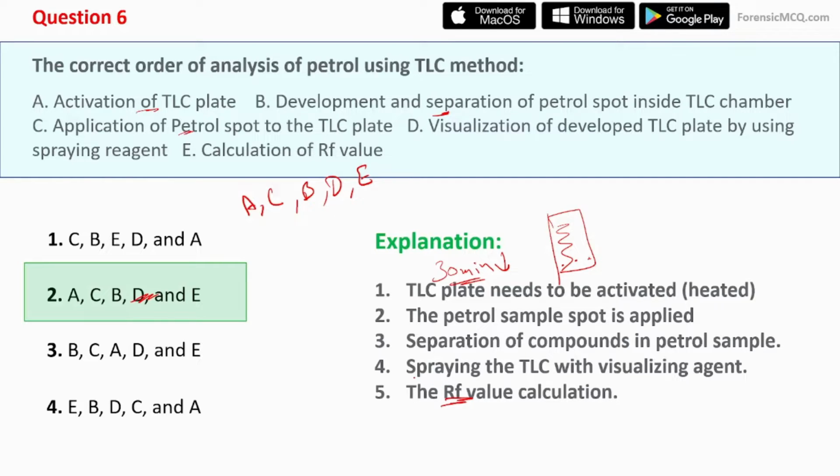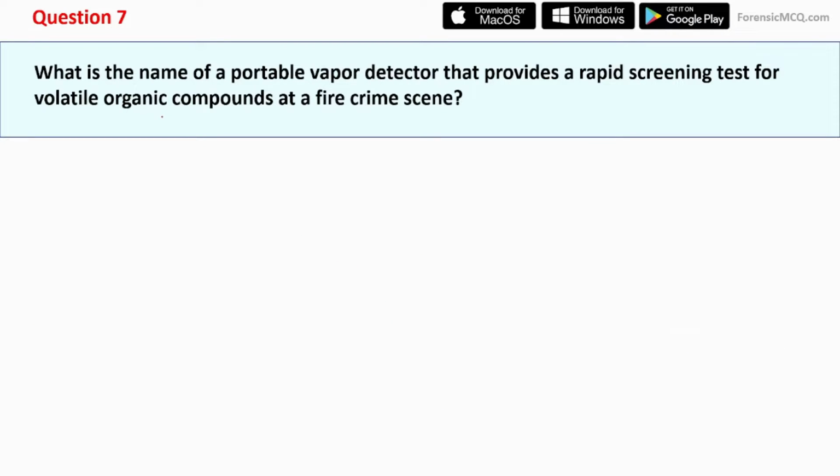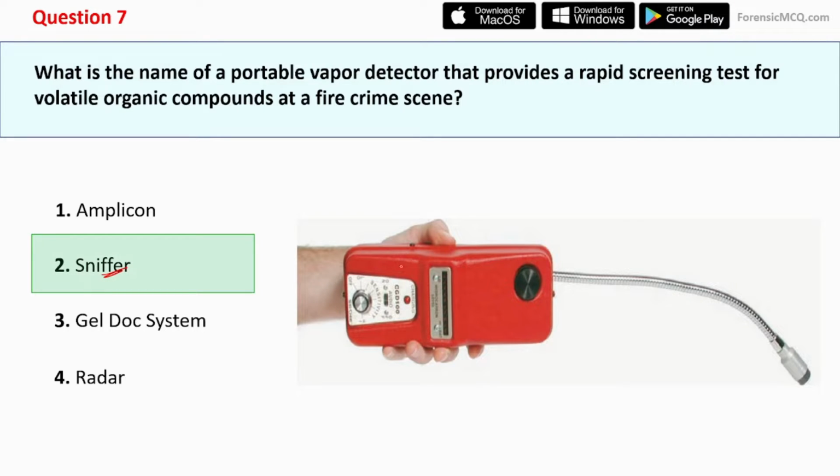Now, let's move to question number 7. What is the name of the portable vapor detector that provides a rapid screening test for volatile organic compounds at a crime scene? Now let's check the options. First is amplicon, second is sniffer, third is gel dog system, and fourth is radar. And for this, the correct answer is sniffer. And here is an example of a sniffer, or you can say a portable vapor detector, and it has a three-part system. First, it has a nozzle.